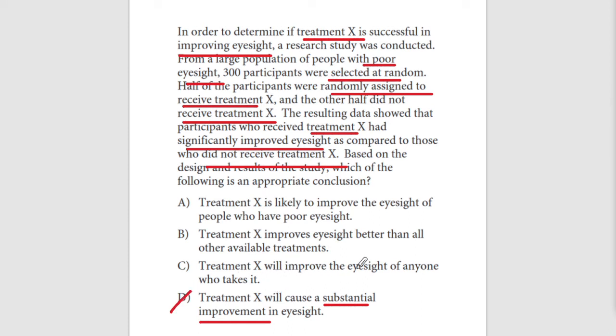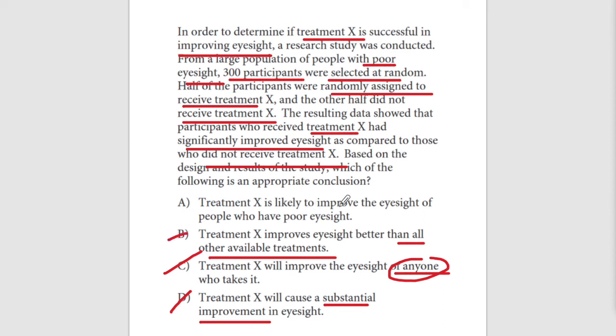Treatment X will improve the eyesight of anyone who takes it. That's kind of a thing in the SAT. When you say every, all, anyone, those are kind of too broad, and most of the time those questions are wrong on the SAT. So when it says anyone who takes it, we're not really sure about that because we only tested 300 participants. Treatment X improves better than all other available treatments. We can't determine that either because we only gave one treatment, that's X. We never compared it to other treatments like Y, Z, so we don't know that.